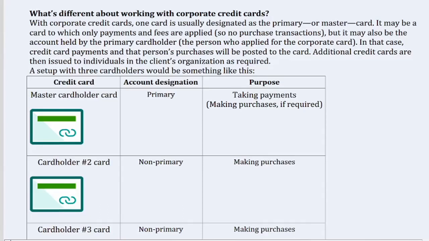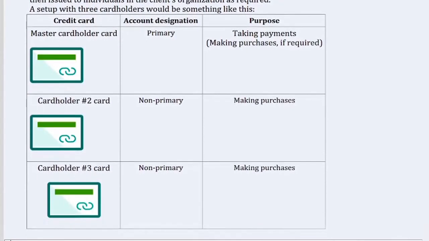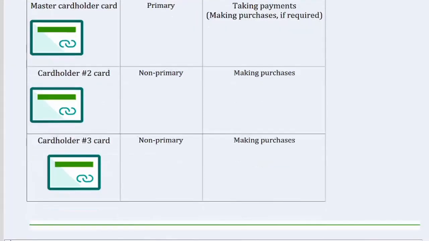A setup with 3 cardholders would be something like this: credit card, account designation, purpose. Master cardholder card, primary, taking payments, making purchases if required. Cardholder number 2 card, non-primary, making purchases. Cardholder number 3 card, non-primary, making purchases.